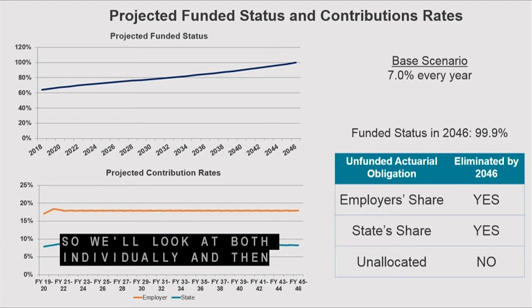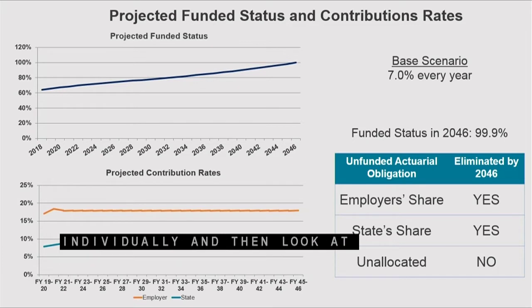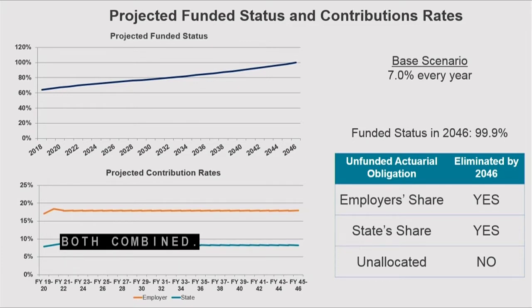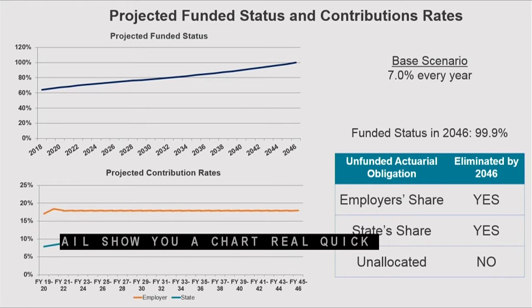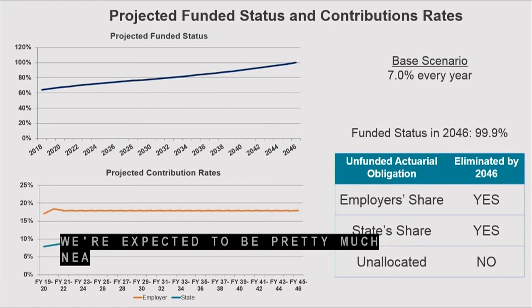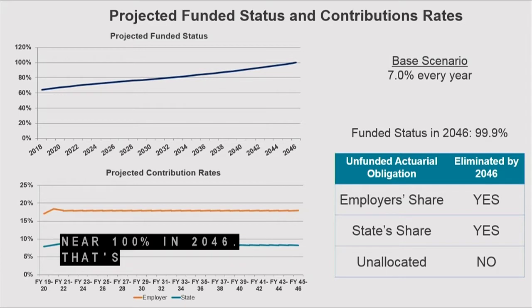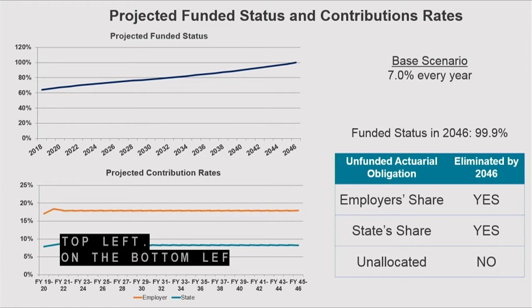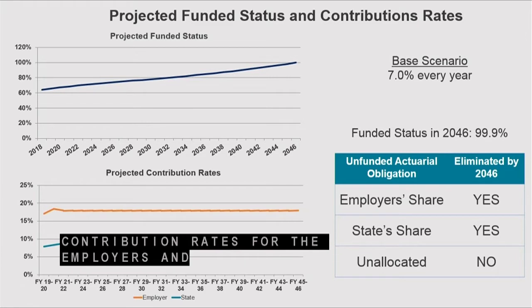I'll show you a chart that may look busy. I'll show you quickly what it means, because after that, we're going to go quick, so you'll be able to see how certain events may impact this. You have 2 charts, a table, and some words. It's a lot. On the top left is our funded status. We're at about 64% funded, and this is our baseline projection. We're expected to be near 100% in 2046. On the bottom left, you have the contribution rates for the employers and the state. We've only shown those 2 because those are the 2 that you have control over.